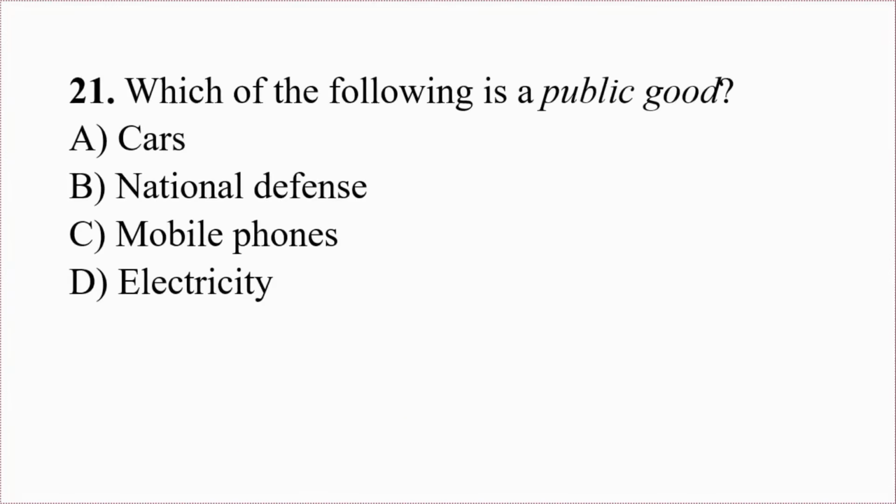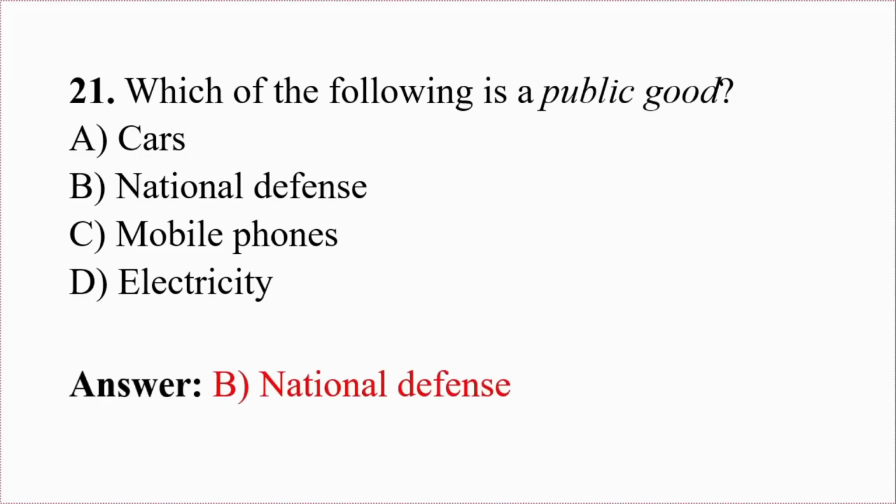The 21st question is: which of the following is a public good? A. Cars, B. National defense, C. Mobile phones, D. Electricity. The correct answer is B, that is national defense.